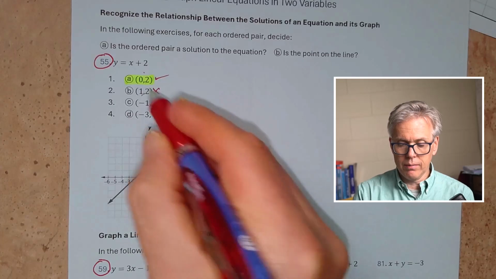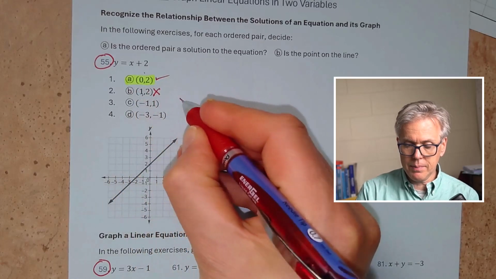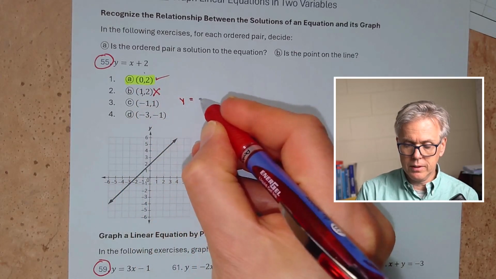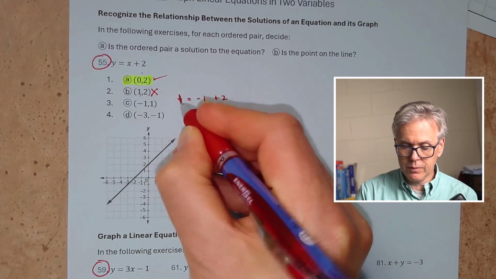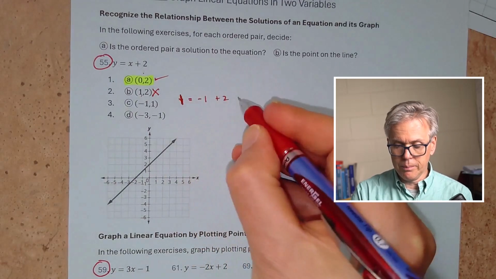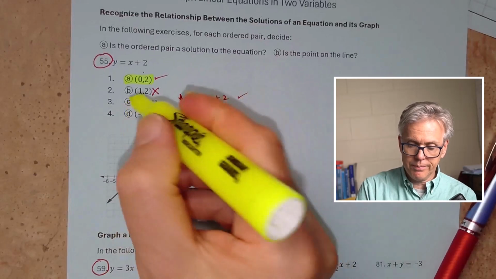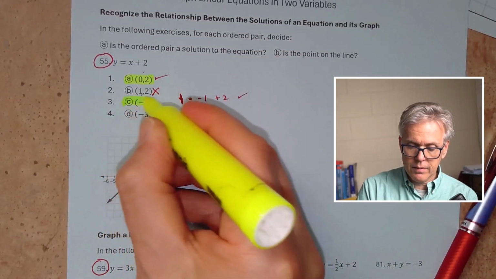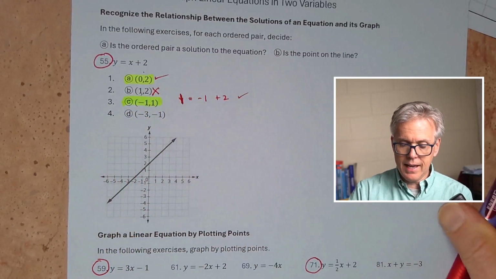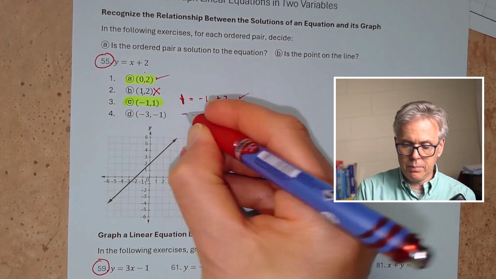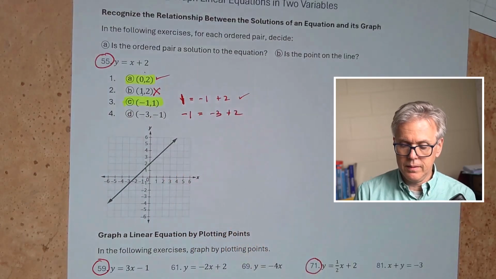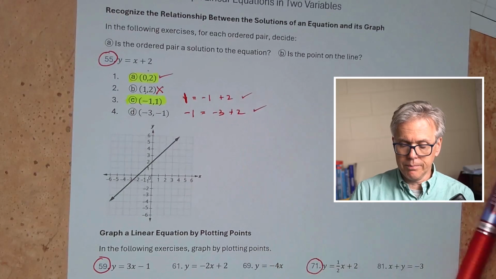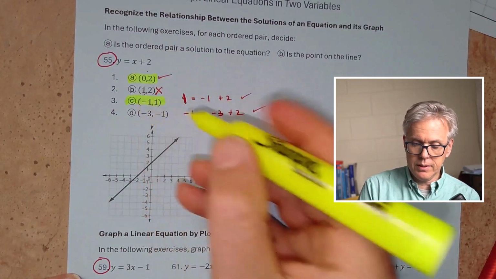How about negative 1, 1? Well, when I put a negative 1 in, what happens? So y equals negative 1 plus 2 is 1. So I guess I should have said 1 there. So that is true. That one also works. And then how about this next one? Negative 3, 1. So again, I'm plugging in a y equals negative 3 plus 2. Yes, that's a solution too. Negative 3 plus 2 is negative 1.